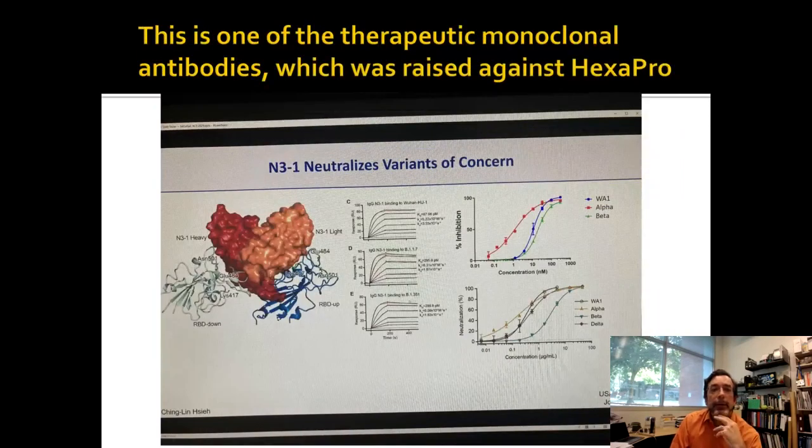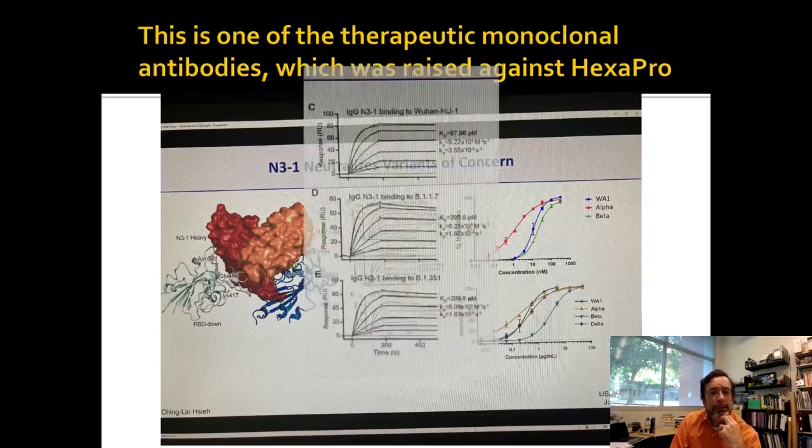And here's another thing where they tested therapeutic monoclonal antibodies. This one was called N31. They tested it against HexaPro. And I just want to show you, they're doing a different kind of graph. It's not hyperbolic on the far right, but in the middle you can see that there's antibody binding responses, and they did this by surface plasmon resonance as well. And you see this is even the same person who did our paper. This is Hsieh of Hsieh et al., if you look at the corner. I believe this is published now.